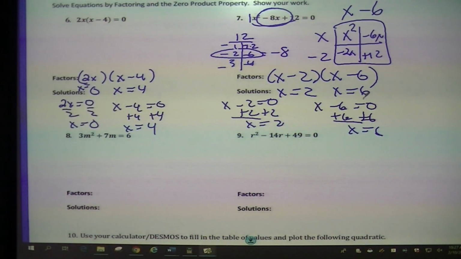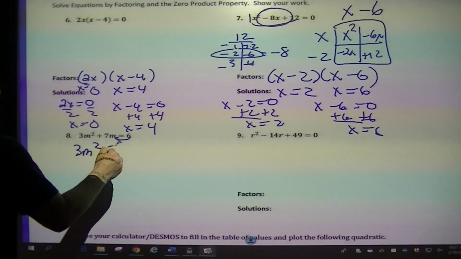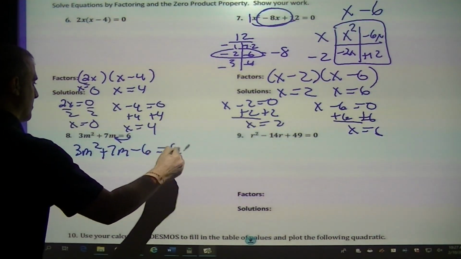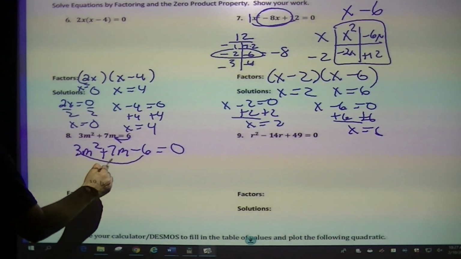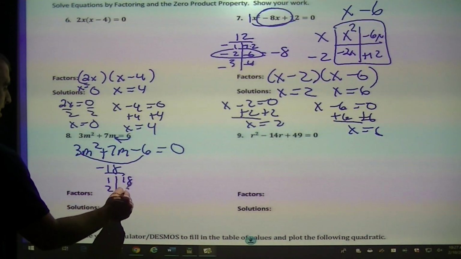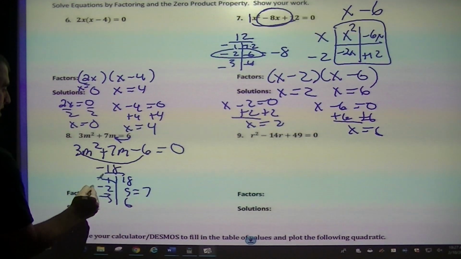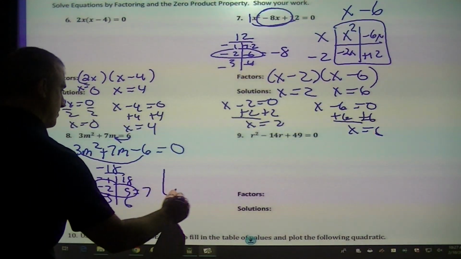Okay? This one I have to move the 6 back here. So that's 3m squared plus 7m minus 6 equals 0. Times that would be negative 18. Factors of negative 18 are 1 and 18, 2 and 9, 3 and 6. One side negative. This set would add up to 7.